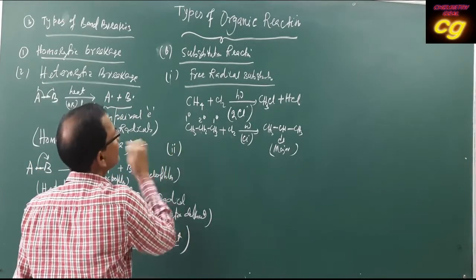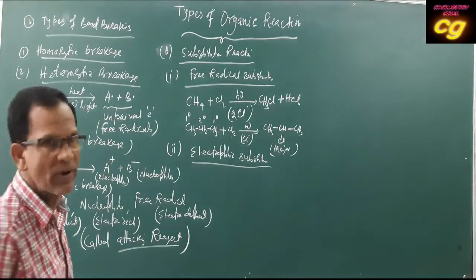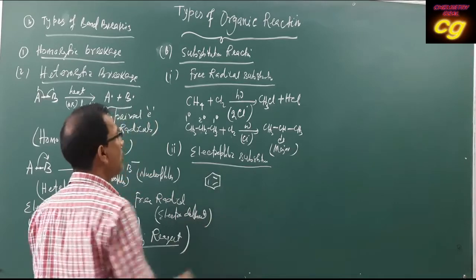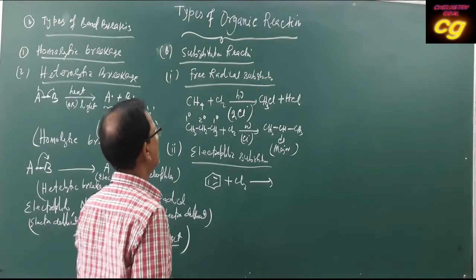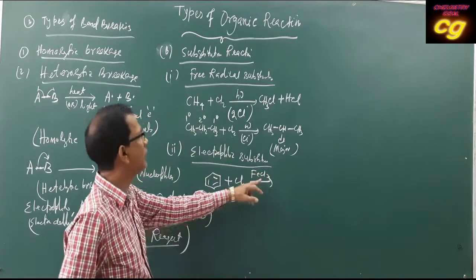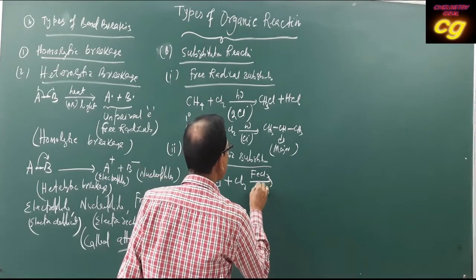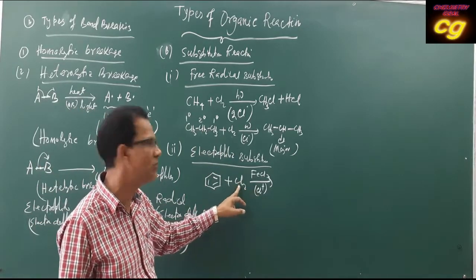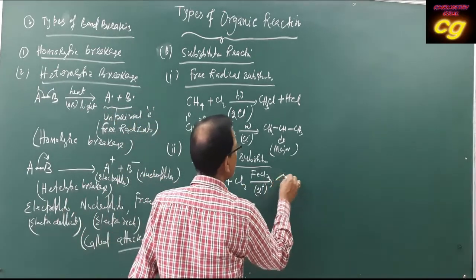Then electrophilic substitution. This type of reaction mainly takes place in aromatic compounds. Suppose this is benzene, an aromatic compound having a pi electron cloud. It reacts with chlorine in the presence of ferric chloride. Here ferric chloride reacts with chlorine forming an electrophile. The electrophile is Cl plus because it carries a positive charge. Cl plus is produced from Cl2 with the help of ferric chloride, and this Cl plus, called an electrophile, is substituted in benzene forming chlorobenzene.